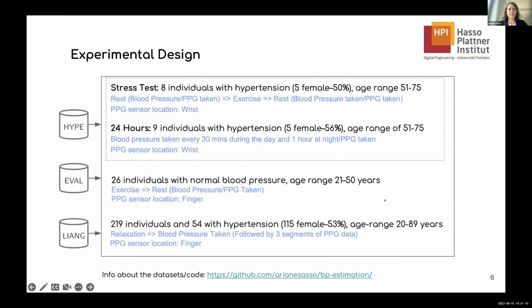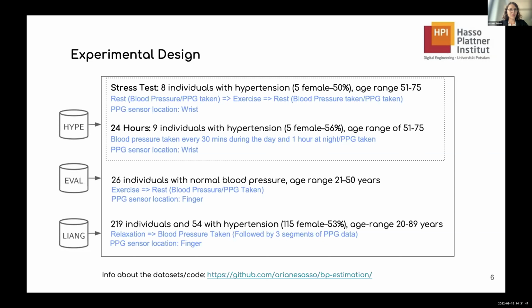Here I have a brief description of the different ones. The HYPE data set is something we collected here in Germany, at the Charité hospital. It's a data set composed of two different experiments. One was a stress test where people with hypertension rested, then did some exercise and then rested again. We measured their blood pressure and PPG before and after the exercise. Then we gave them the devices and they used them for 24 hours, and we got this data back together with blood pressure measurements. Of course, the blood pressure was not measured continuously because we were using an oscillometric device.